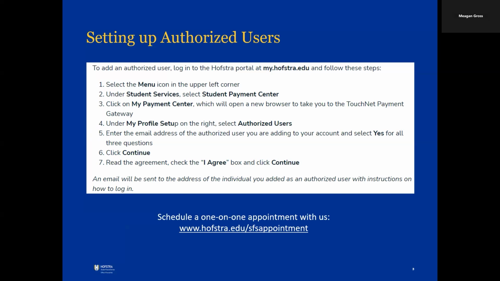It's really important to note that a temporary password will be sent to this authorized user that's only valid for 24 hours. So it's important that the student let the authorized user know that they're adding them so that they know to check their email. And if for any reason the authorized user misses that temporary password, just let us know. We can always send you a new temporary password.